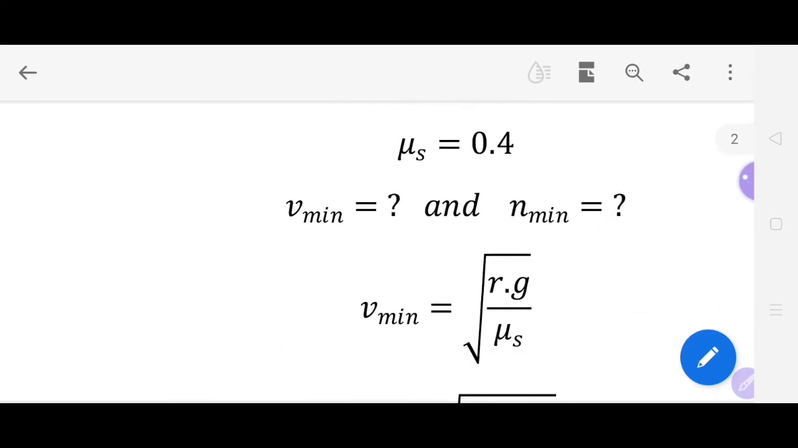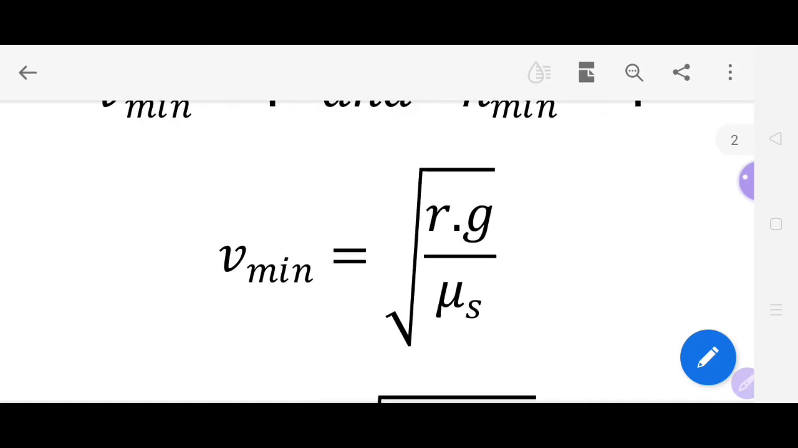Okay, now inside the cylindrical well of death, the minimum velocity which is required to complete the horizontal circle inside the well is v minimum is equal to square root of rg upon mu s.